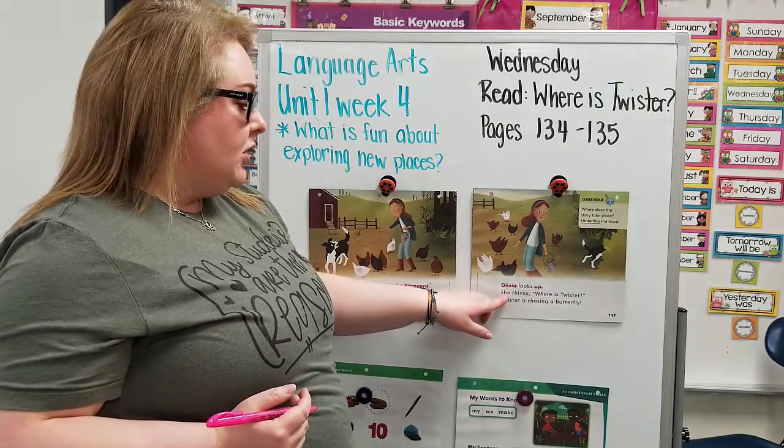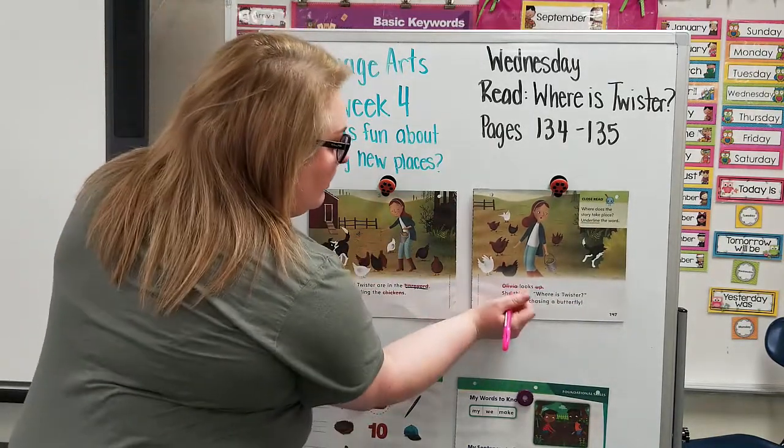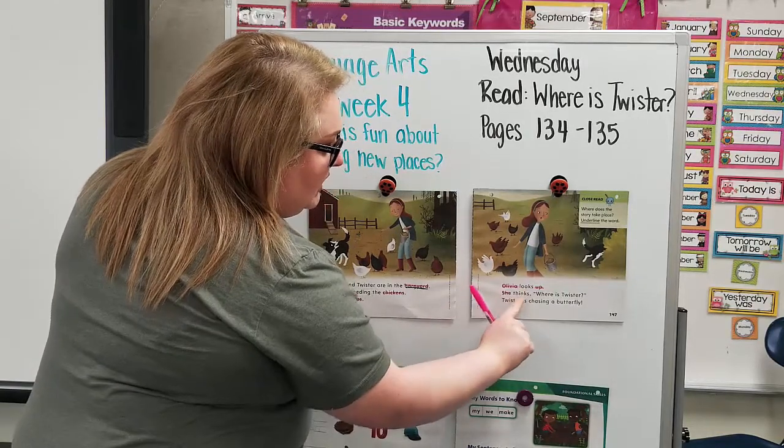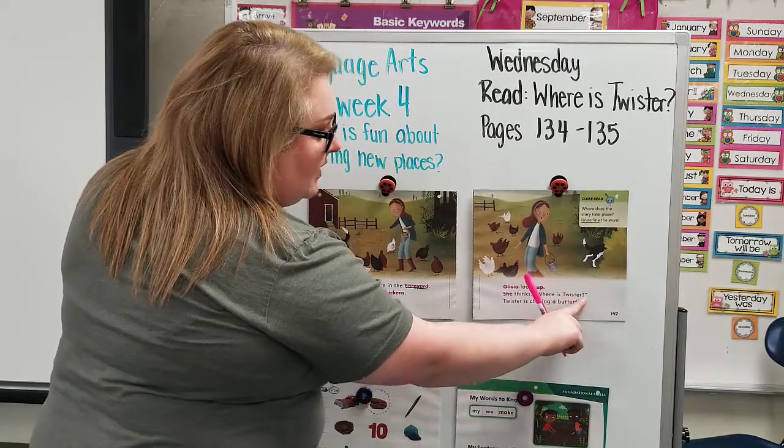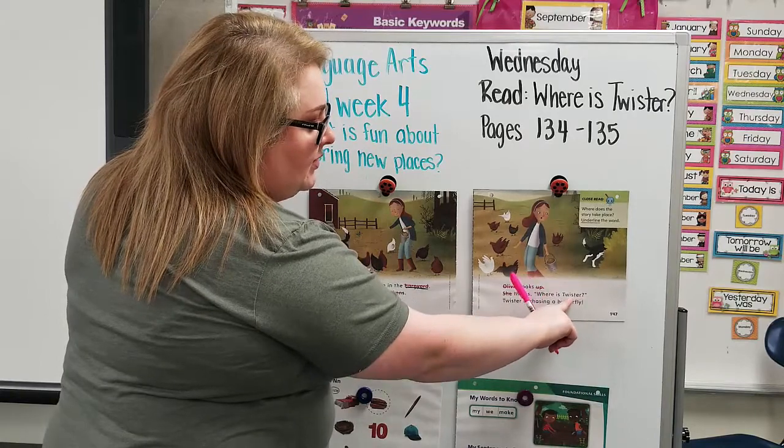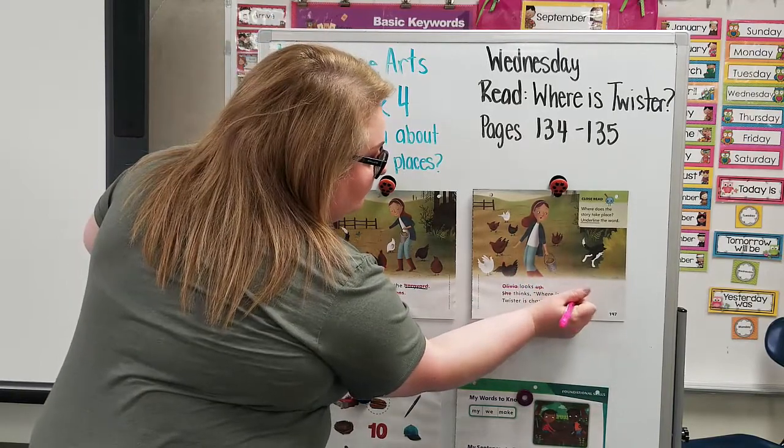So what's the first word? She. And then we'll find the last word. She thinks, where is Twister? And the question mark means we stop. So here's the last word, Twister.